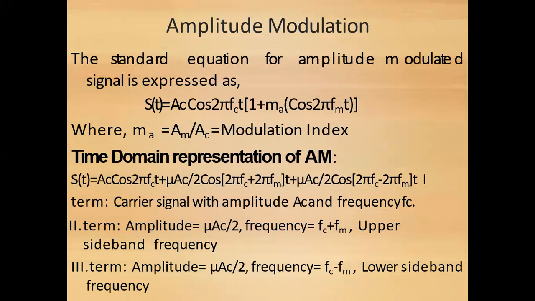Now if you observe this equation, the first term AC cos 2 pi fc t represents the carrier signal with amplitude AC and frequency fc. Then the second term represents the upper sideband frequency, with an amplitude of mu AC by 2.